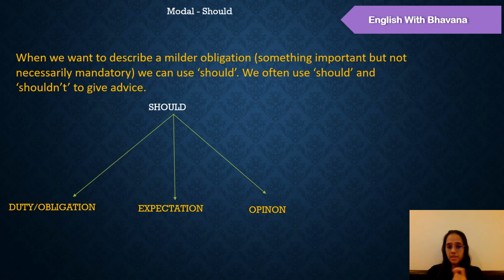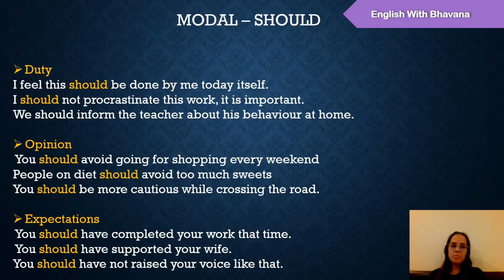We often use should and shouldn't to give advice. We use should in the following cases: duty or obligation, expectations and opinion. Now let's see duty. Duty is what? I feel this should be done by me today itself. You yourself are feeling that it is important. No one is telling you. It's not mandatory, as I repeat again.